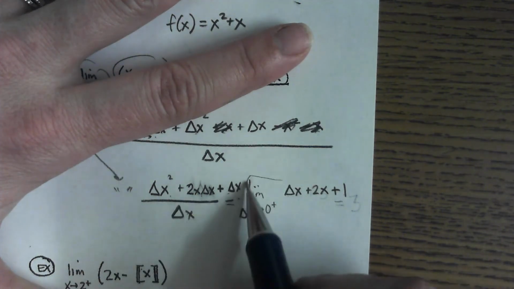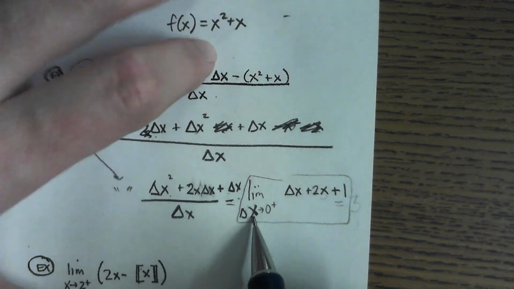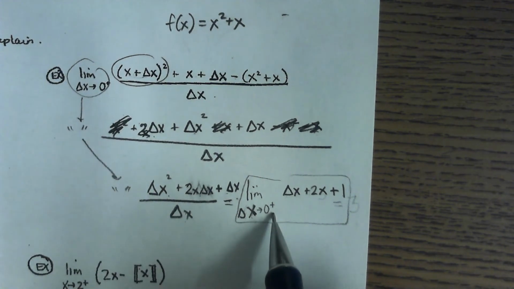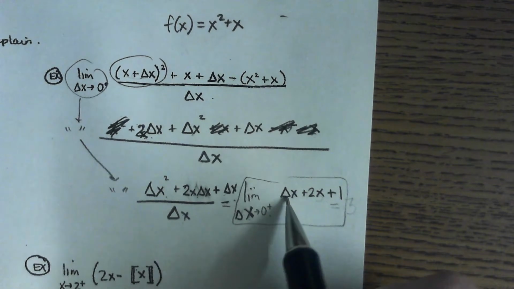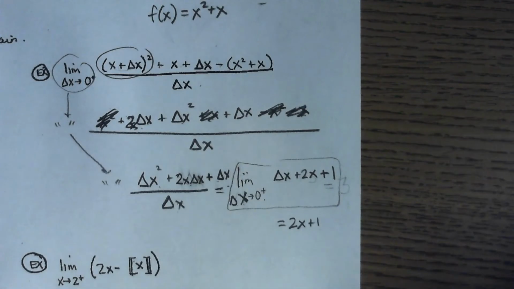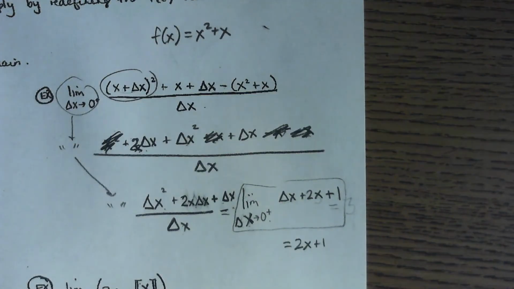And now, as the limit of change in x is approaching 0, still from the right versus from the left does not matter. And you plug in 0, and this ends up just being 2x plus 1 is your answer, which is the derivative of the f of x function that Mitch identified. Okay?